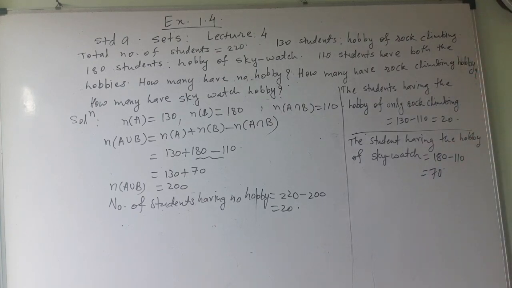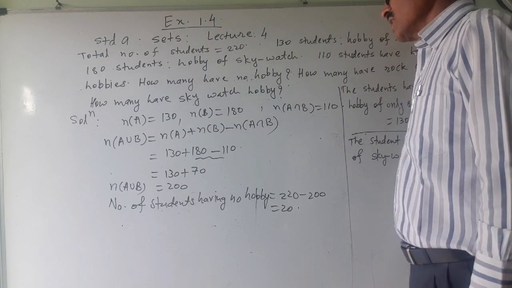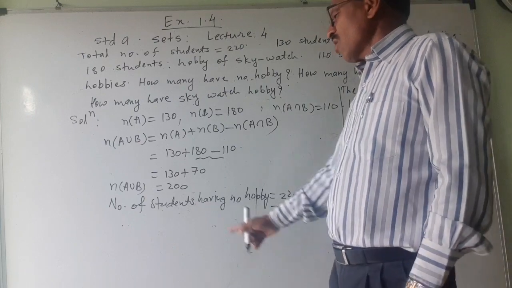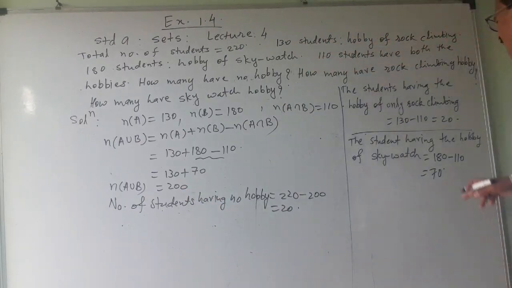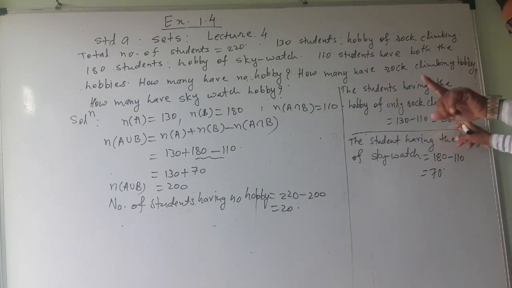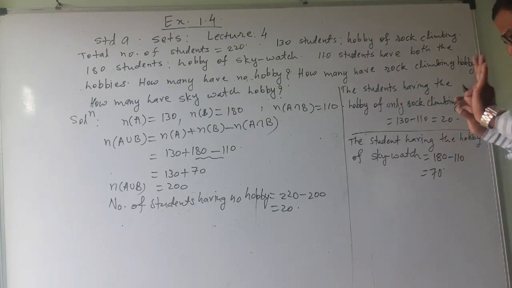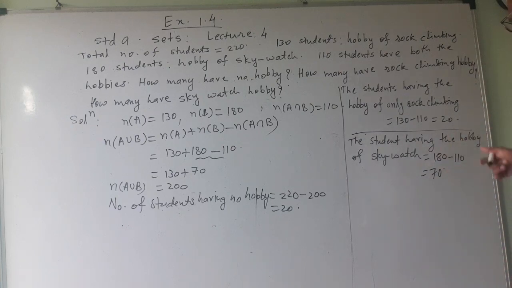This way all the answers we have got. No hobby, 20 students. Having either of the hobbies, 200 students. Having only rock climbing, only 20 students. Having only sky watching, 70 students. And both of them, 110 students.